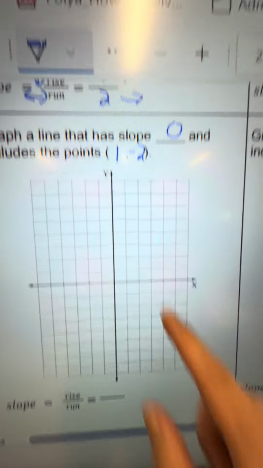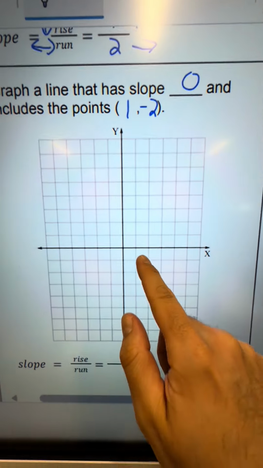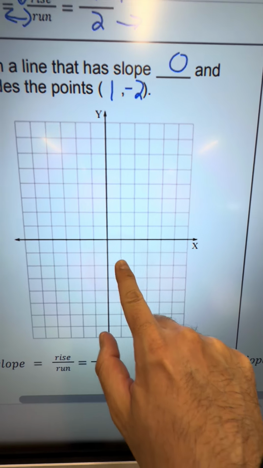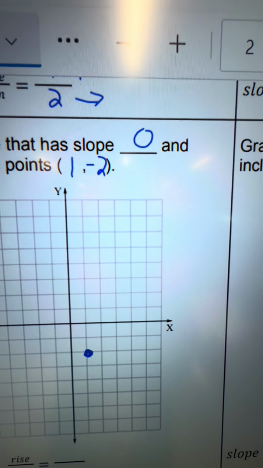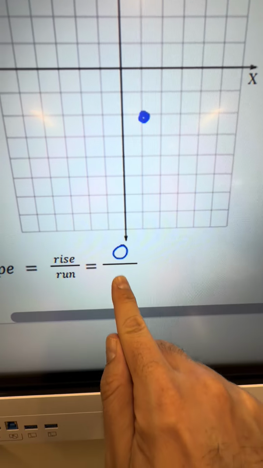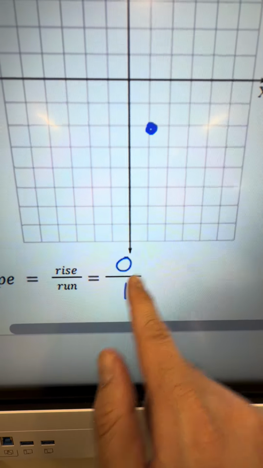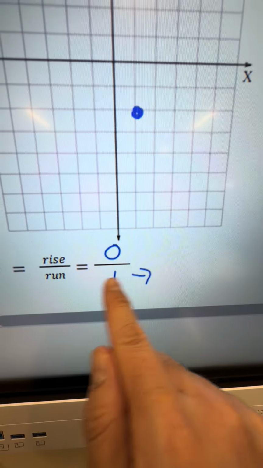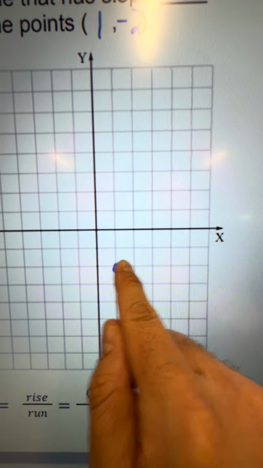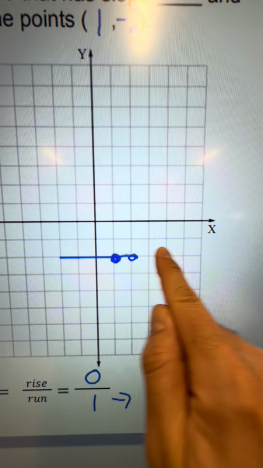All right, now for this next one, it's going to be a slope of 0, and it's passing through the point 1, -2. So I'm going to start with the point 1, -2, and the slope is going to be 0. So if I fill that in down here, the slope is 0. Make it a fraction by putting it over 1. And I can see here the rise, there's no rise. The run is 1, so I'm going to move to the right 1 only. There is no up or down, it's just right 1, and that's it. So from here, right 1. Put my point, and that's it. So now I draw my line, and I'm all done.